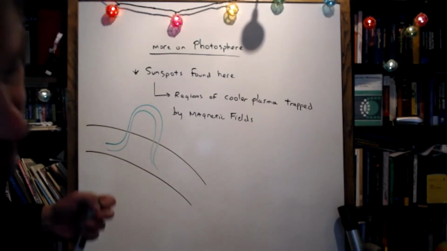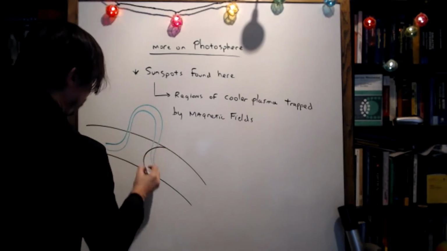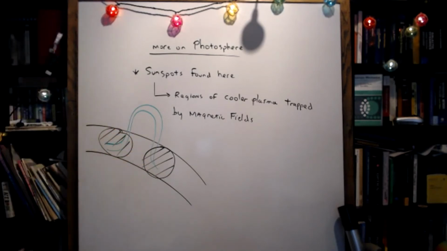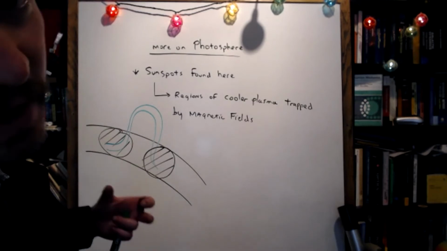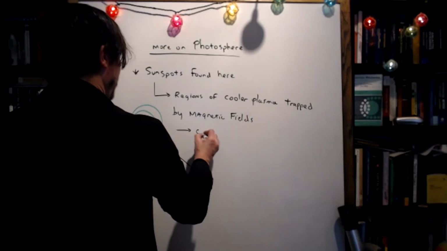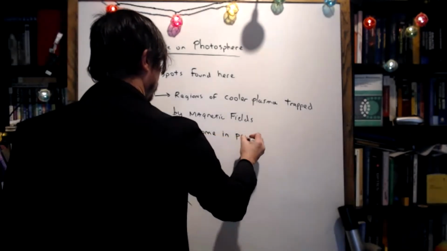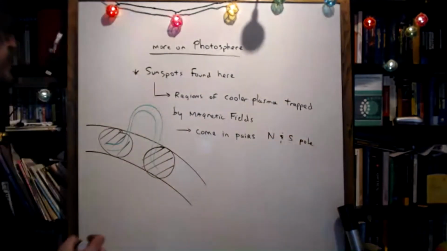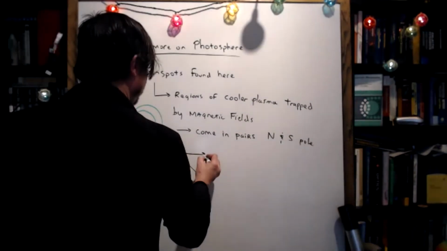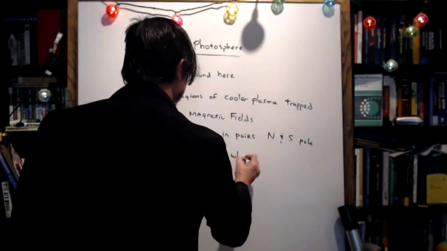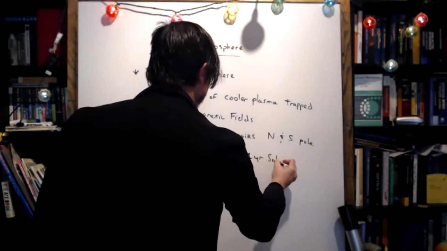Remember that magnetic fields trap plasma. So what happens is the plasma that gets trapped near the base of the magnetic field lines becomes colder than the surrounding plasma, and the sunspots appear darker by contrast. They usually come in pairs. There's a north and a south pole for every sunspot. And they usually vary with an 11-year solar magnetic cycle. So they vary the number of sunspots with the 11-year solar cycle.